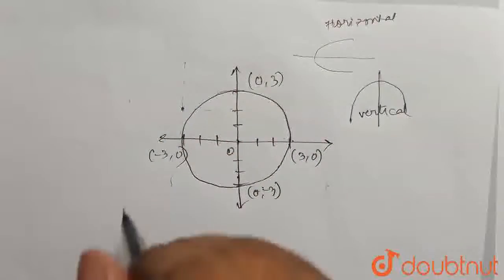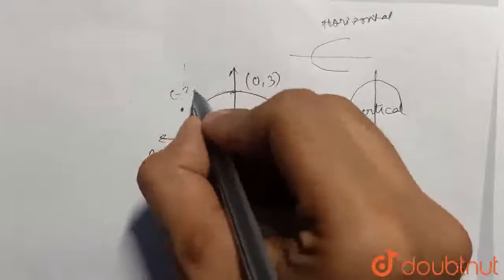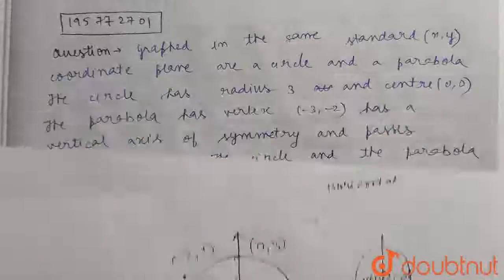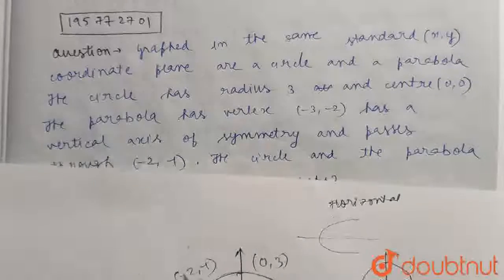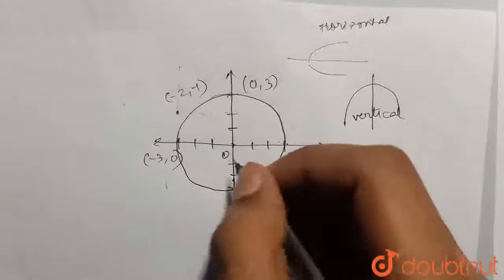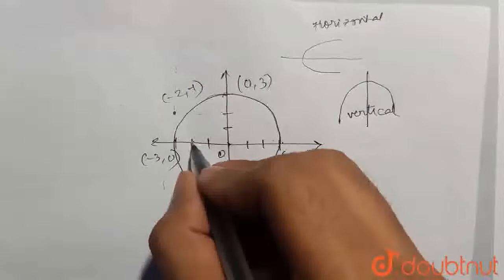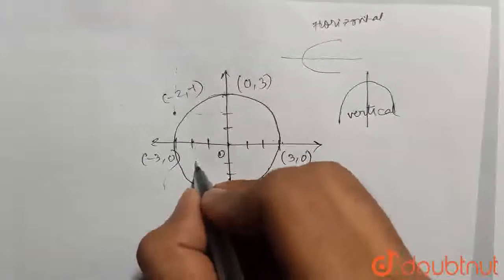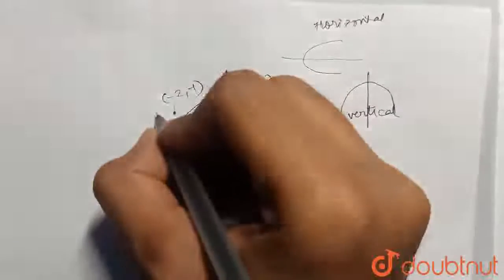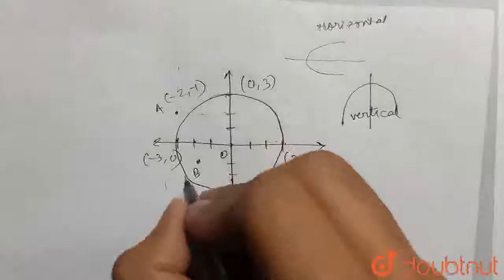Okay. Now the coordinate of this point is (-2, -1). And what more information is given about this parabola? This parabola passes through (-2, -1). Now guys, clearly this point lies inside the circle, because what is -2 here and what is -1 here. As you can see from the diagram, it's clear that this point will lie inside the circle. Let's name it A and let's name it B.